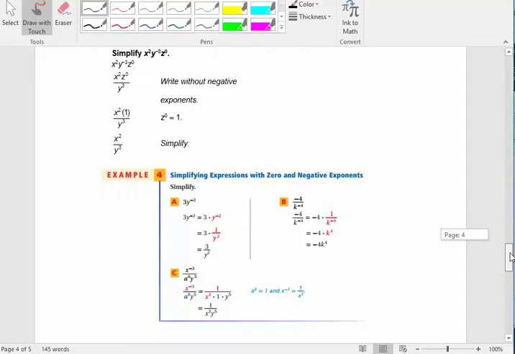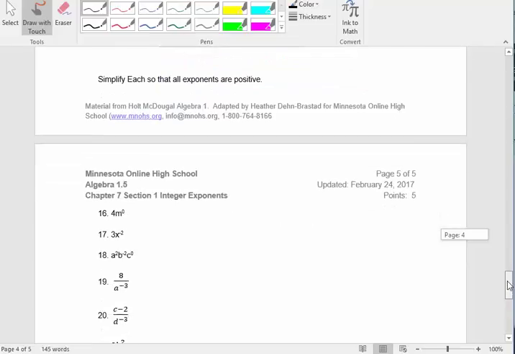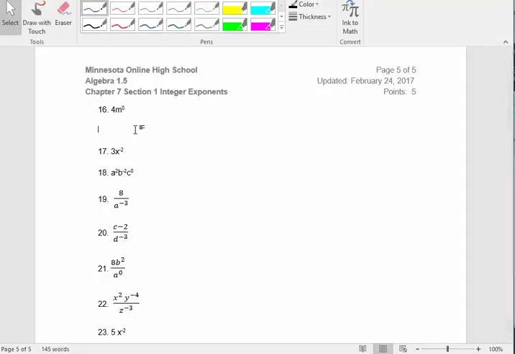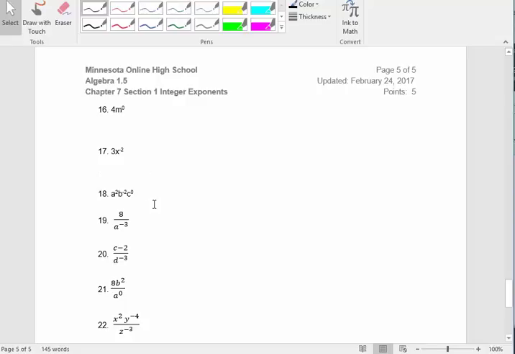Let's look at a couple problems from your worksheet. And if you're printing this worksheet and doing it by hand, then you definitely would want to add some room between these. Let me add myself some room here. So I'm just hitting enter a few times.